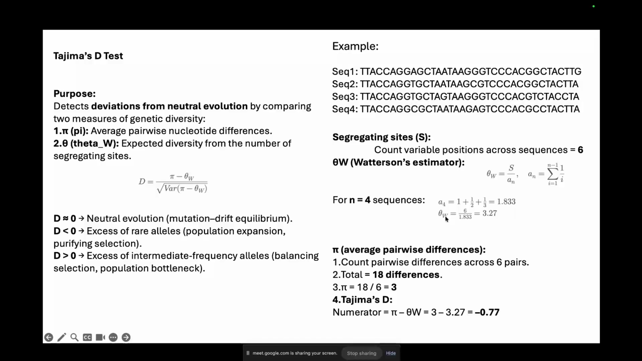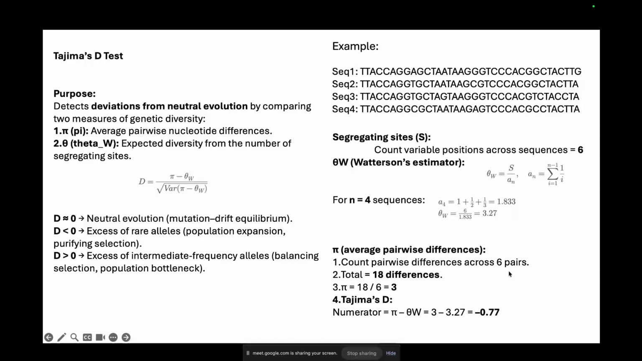If you calculate theta W, it would be S by A n. S is the number of segregating sites, which is 6, divided by 1.833, which is the A value, or the alpha value. So theta W would be 6 by 1.833, which is 3.27. Now you calculate pi, which is the average pairwise nucleotide difference.